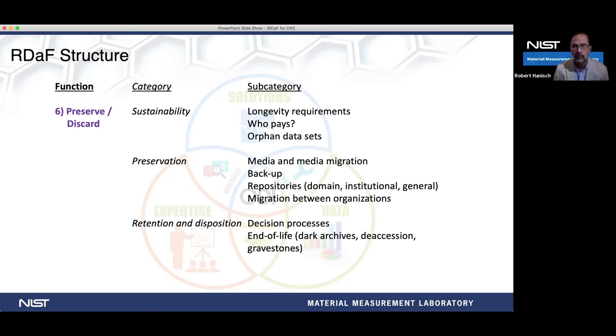And ultimately, how do we decide about retention and disposition? What happens to data that goes dark? Is there some permanent record that it existed and where it was used?